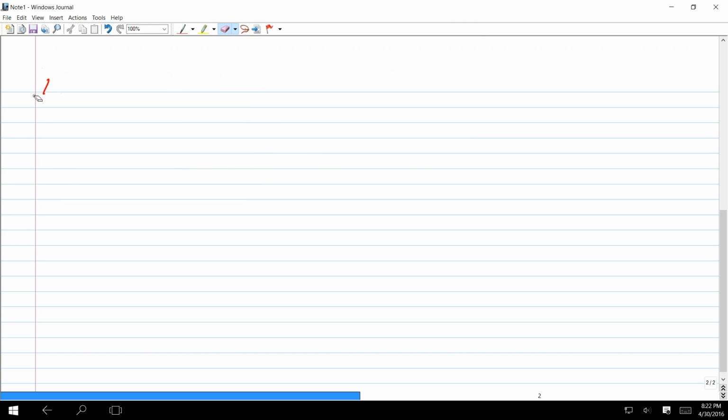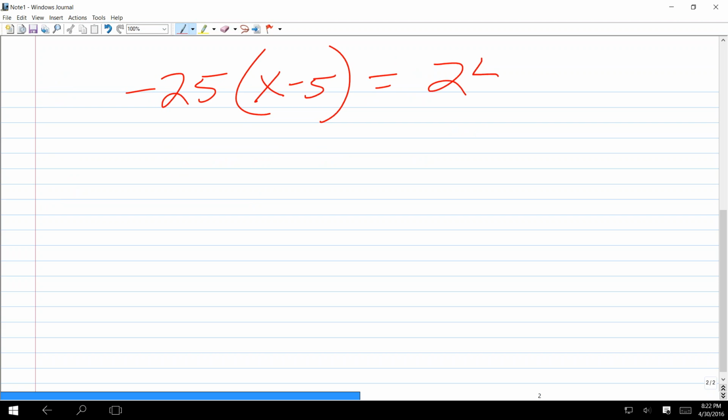Okay, let's try another one. Negative 25, open parentheses, x minus 5, close parentheses, equals 24y. Okay. And underneath that, 5x minus 5y equals negative 24.